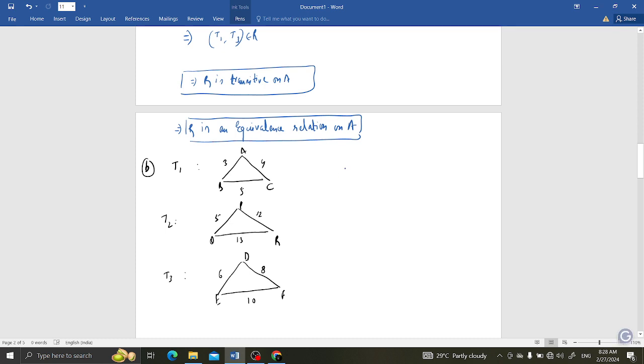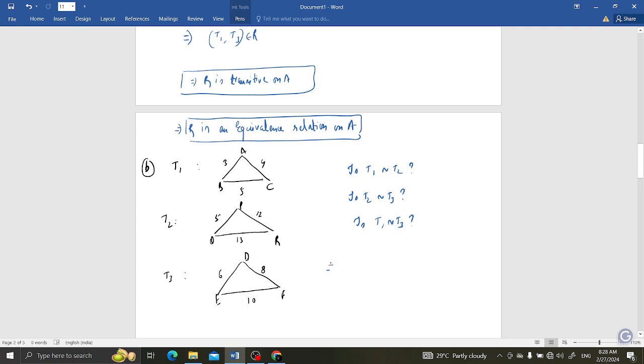Is T1 similar to T2? First of all, we need to check. Is T2 similar to T3? We need to check. Is T1 similar to T3? We need to check. And if any one of them is true, then they are related to each other.